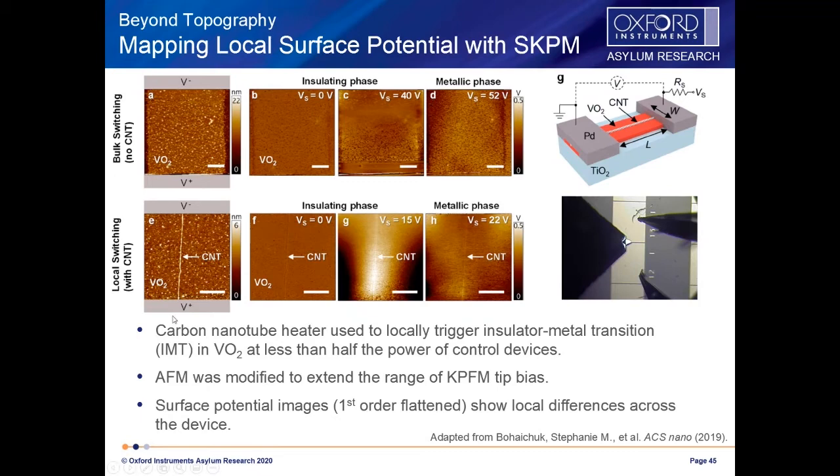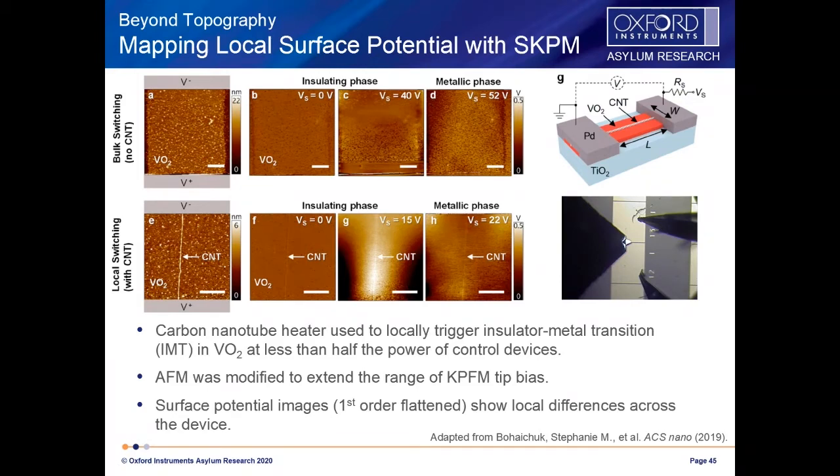On the other hand, when the research group added a carbon nanotube onto the device, what we find is that the carbon nanotube creates a local electric field on the sample. And as we increase the surface voltage from 0 volts to 15 volts to 22 volts, we see a transition from an insulating phase to a metallic phase at only 22 volts. So without a nanotube, it took 52 volts to get to the metallic phase, and with a nanotube, it took 22 volts.